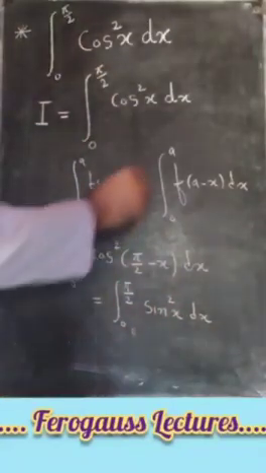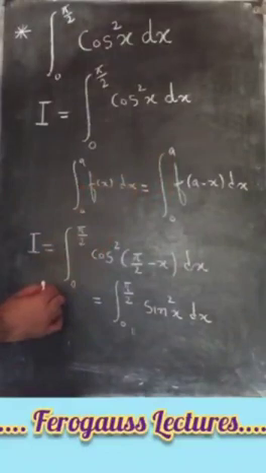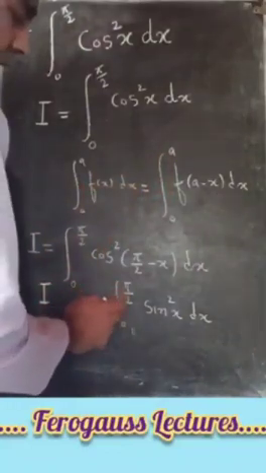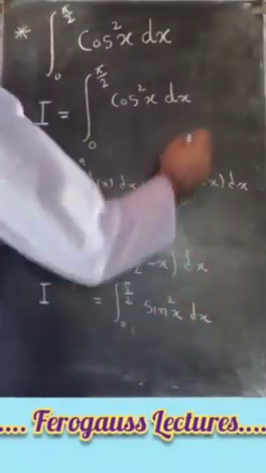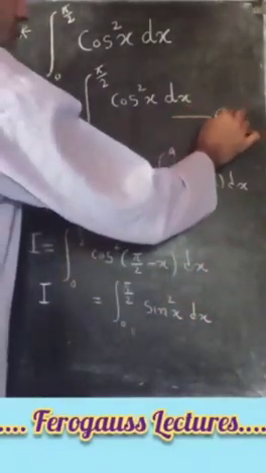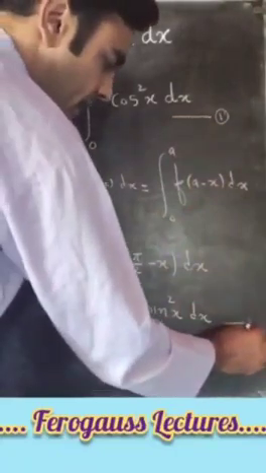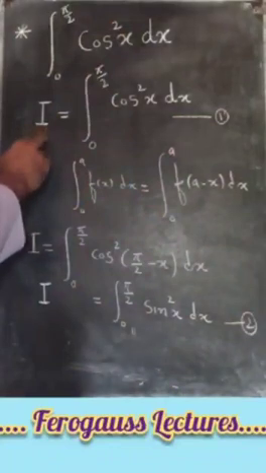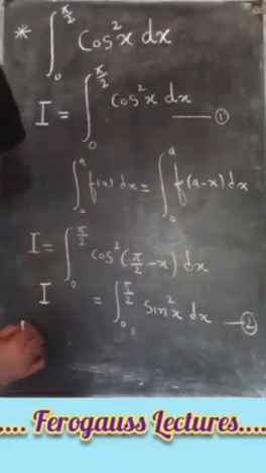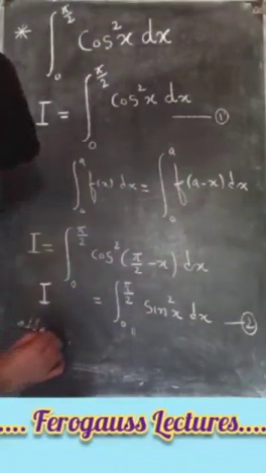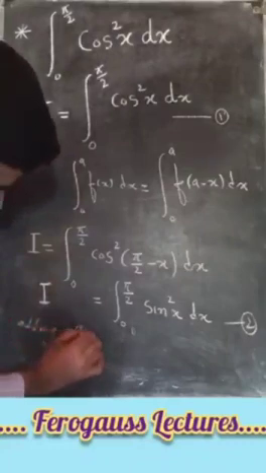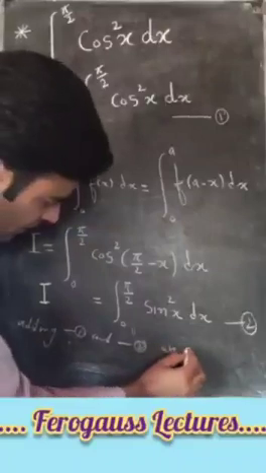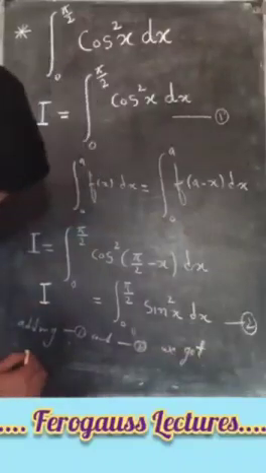Okay, so I is equal to integral 0 to pi by 2 sine square x dx. We name this as equation first and this as equation second. Now adding equation first and second, we get I plus I is equal to 2I.